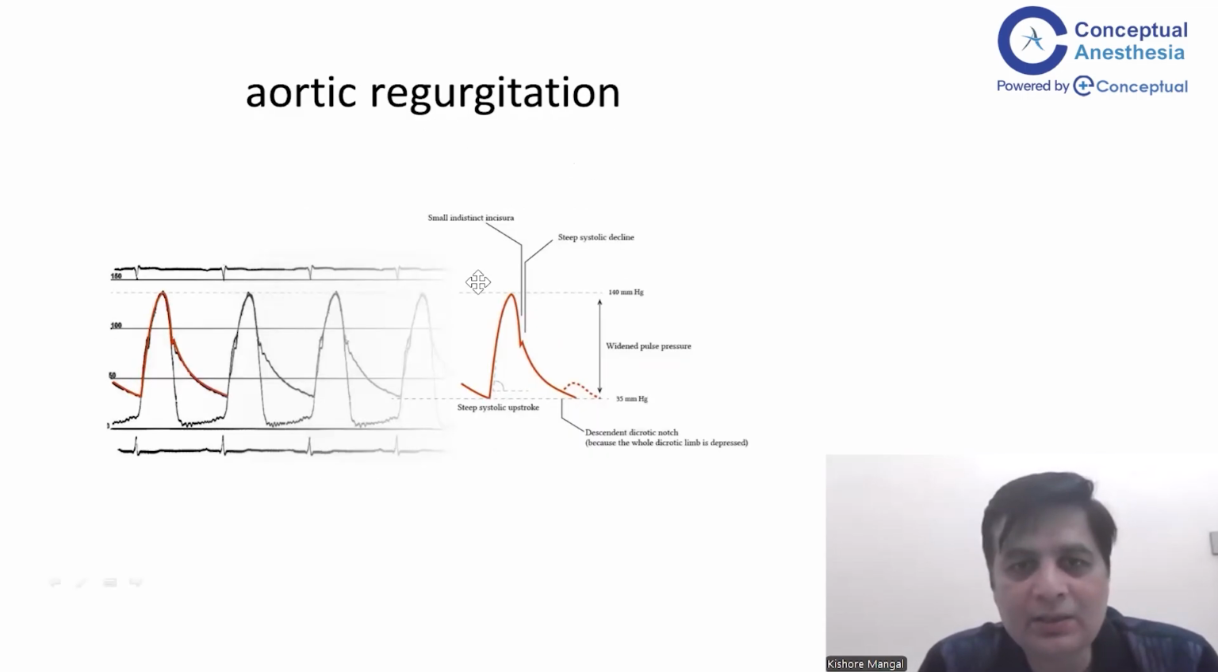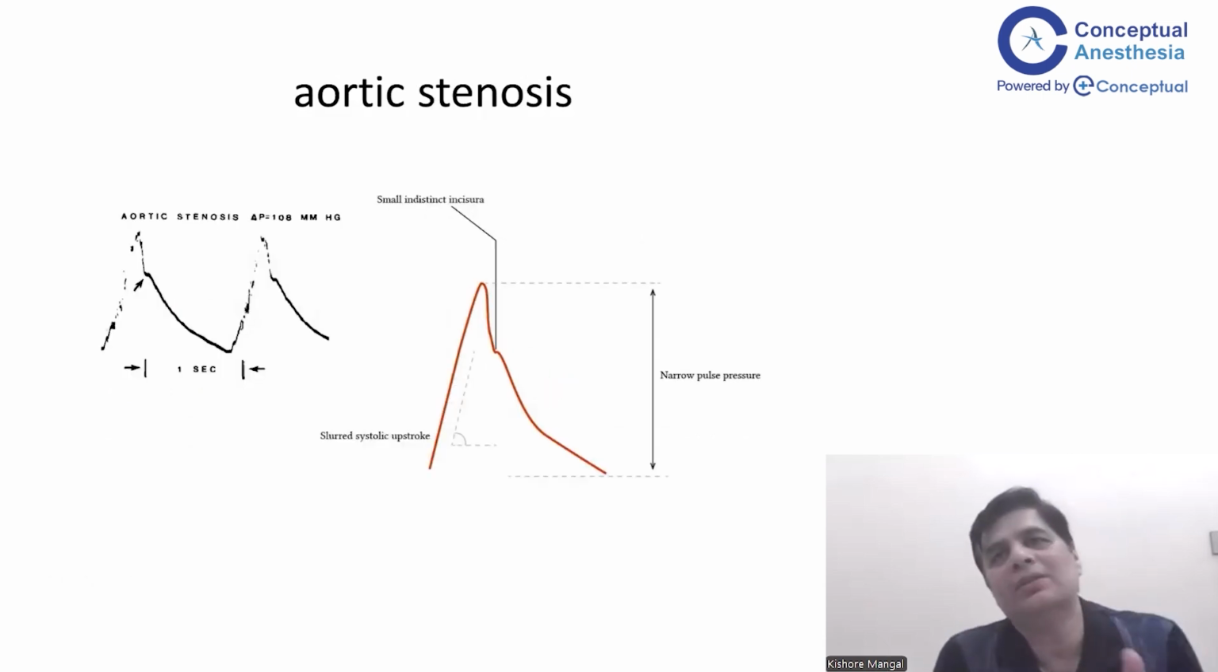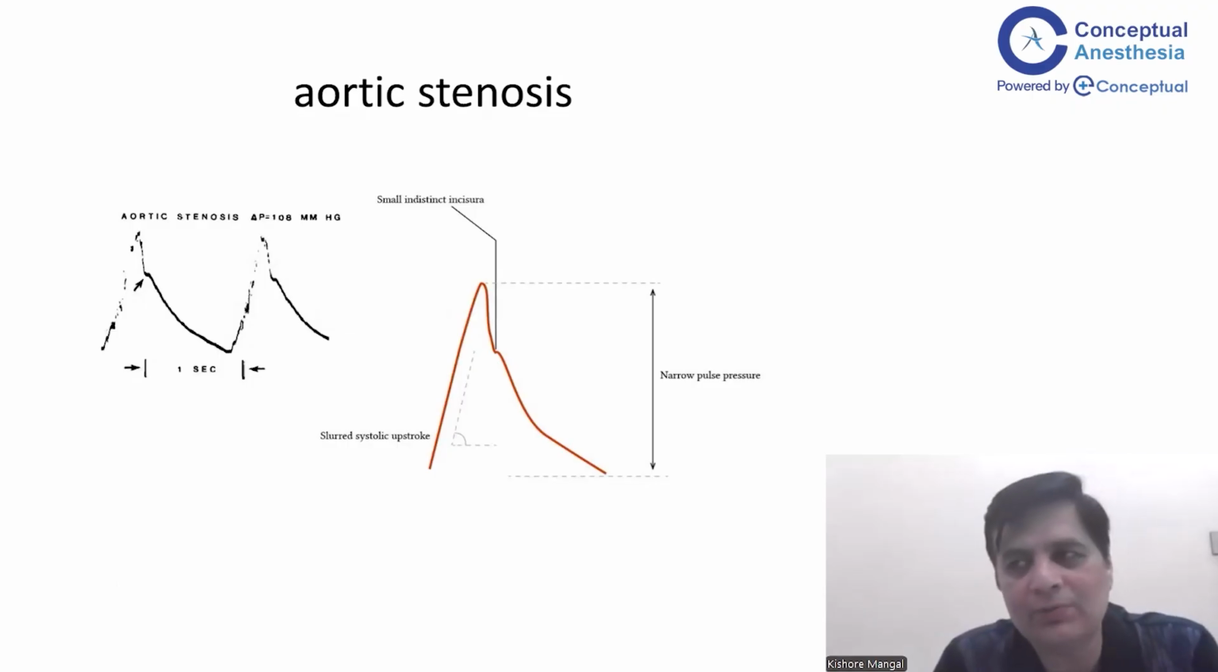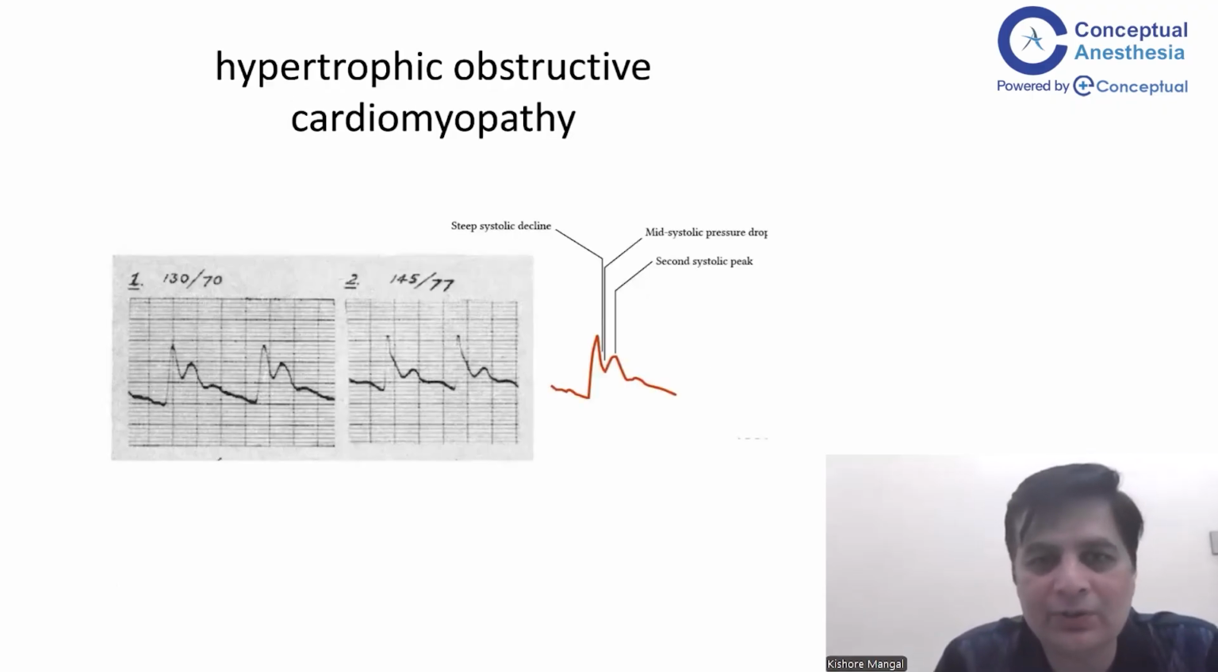This is in aortic regurgitation. In aortic regurgitation, we will see a widened pulse pressure. This you have to remember. You will see a small indistinct incisura and a steep systolic decline. Whereas in aortic stenosis, the pulse pressure will be narrowed, because the ejection coming out from the heart is very low. The volume of blood coming out is very low, so pulse pressure will be reduced.